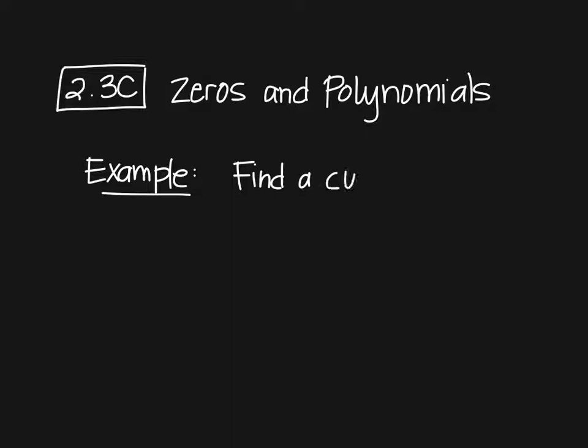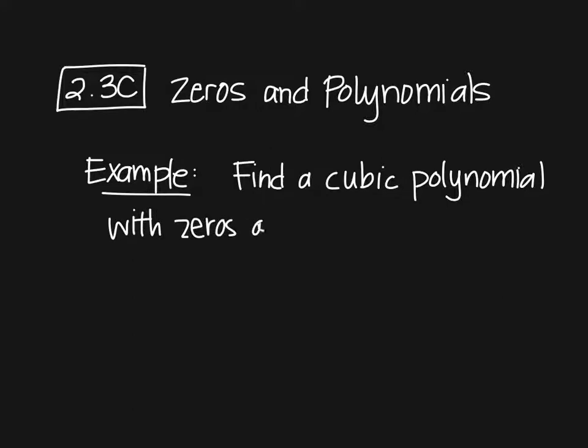Find a cubic polynomial. So cubic tells you what power does it have to end up with? 3. Okay. Find a cubic polynomial that ends up having zeros at 4 and -3 and 2/5.